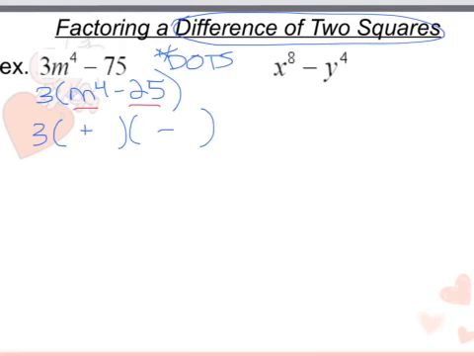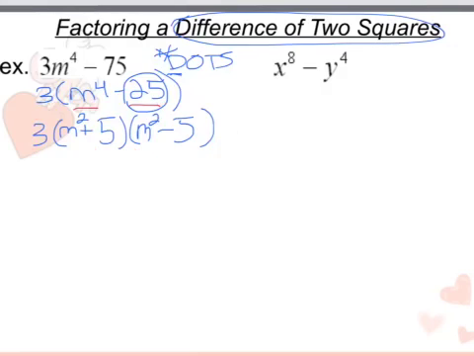The square root of m to the 4th is m squared. And the square root of just the 25, the negative sign doesn't matter, that just means it's a difference. The square root of 25 is positive 5 and negative 5. We check to see that it's not the difference of two squares again, which it's not, only because 5 isn't a perfect square. These are relatively prime, these are relatively prime, so this is completely factored.